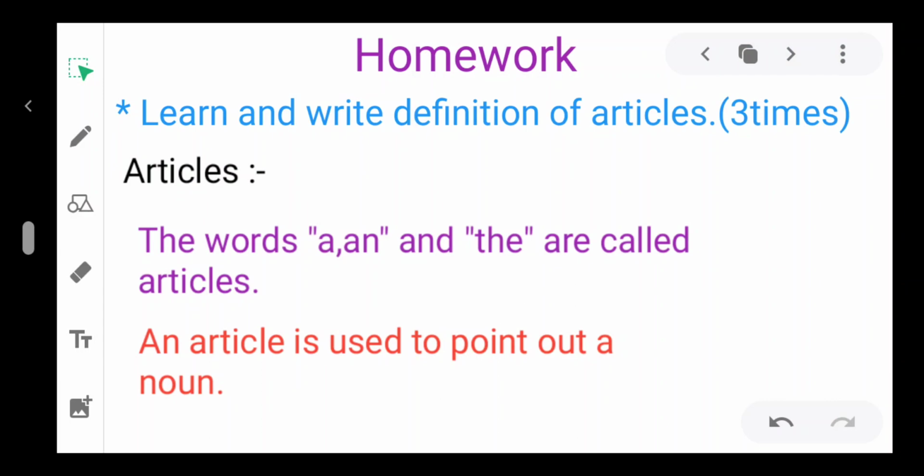Now it's homework time. Learn and write the definition of articles three times. Articles: the words a, an and the are called articles. An article is used to point out a noun.